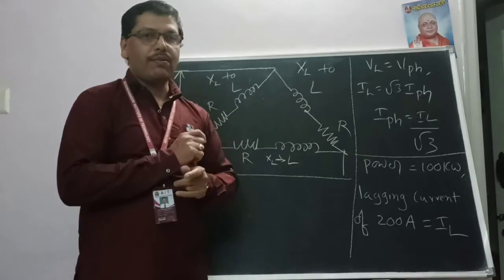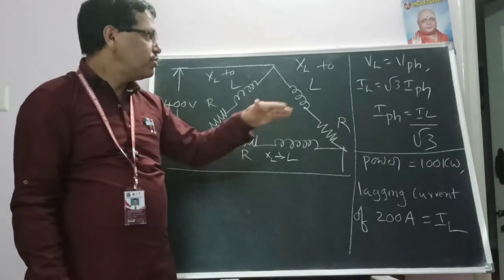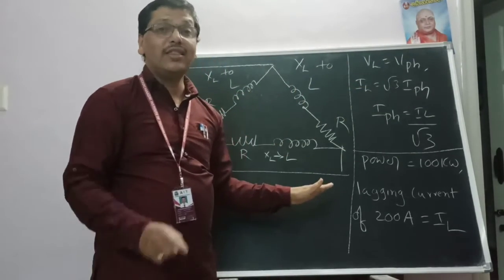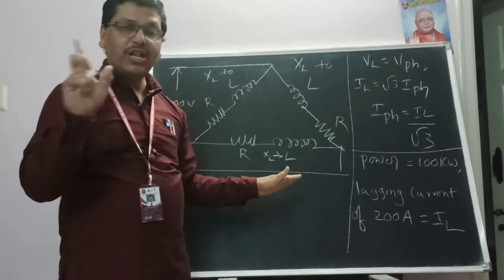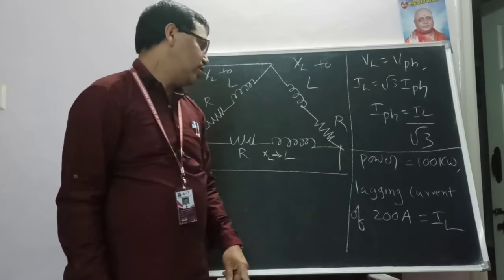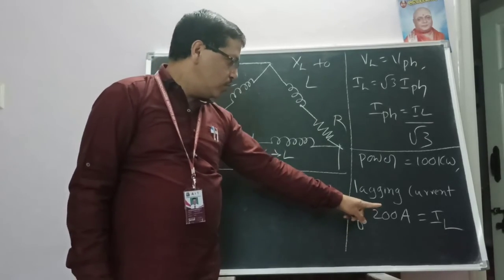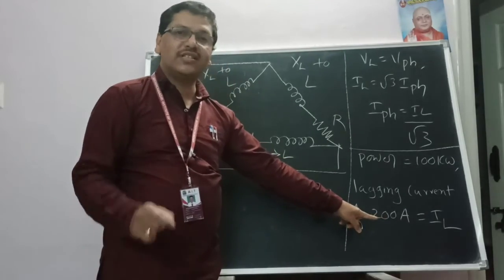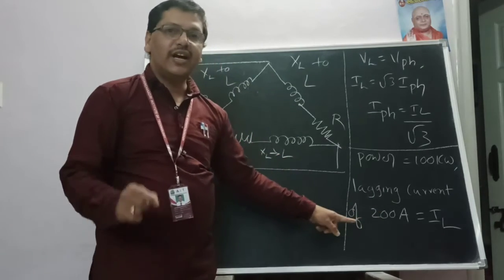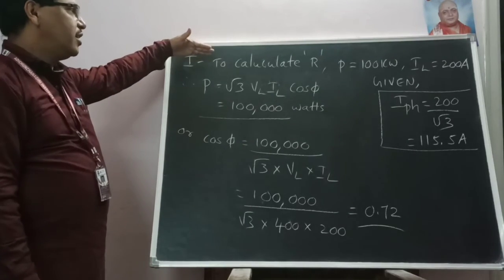Whatever the problem, either connected in star or in delta, first you need to write these equations, whichever relations are related to our problem, and that way we will solve the problem. Also here power is given, 100 kilowatts, and in the problem itself a lagging current of 200 amps is mentioned, that means that is called IL. So we need to calculate R first.